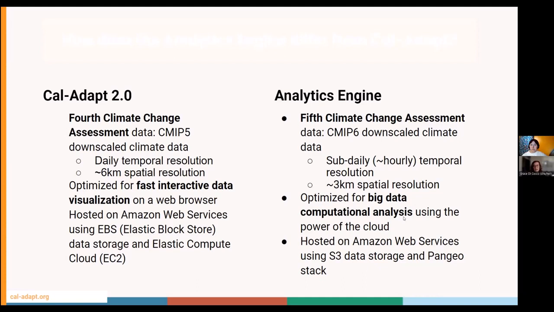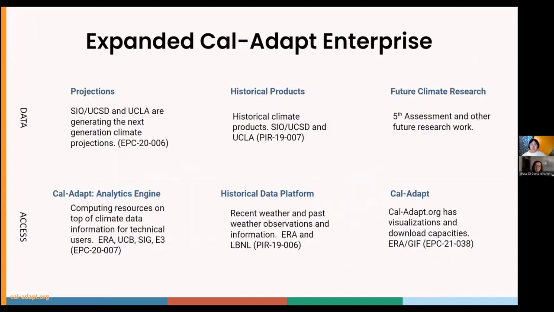So the analytics engine is addressing that need by providing data and a platform that's optimized for doing this big data computational analysis with support of Amazon Web Services. Next slide, please. And so the Energy Commission has funded a broad suite of data and access projects that are part of the CalAdapt enterprise. So they funded the production of these projections data, historical climate data products, historical weather observations, and then the analytics engine and CalAdapt to help people access that data and transform it into usable information.